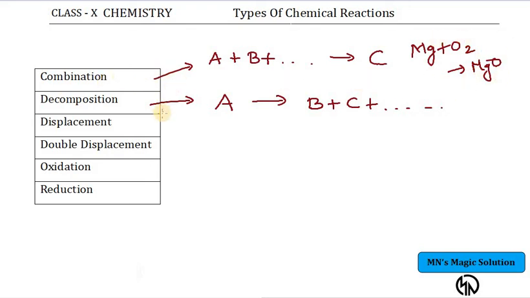Now let us look at decomposition. Very simply, take calcium carbonate or even zinc carbonate. If we heat it, the delta symbol simply means we are heating, or you write heat over the arrow mark. So when you heat calcium carbonate, you get calcium oxide plus carbon dioxide. In the reactant side you have only one compound, whereas in the product side you have more than one compound. So this is called a decomposition reaction. From one compound you are getting more than one compound.